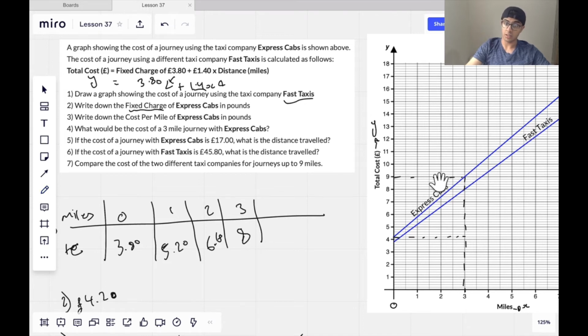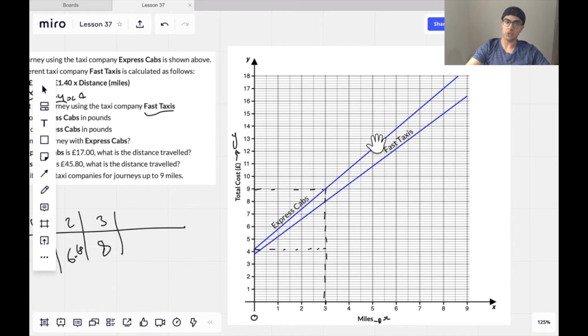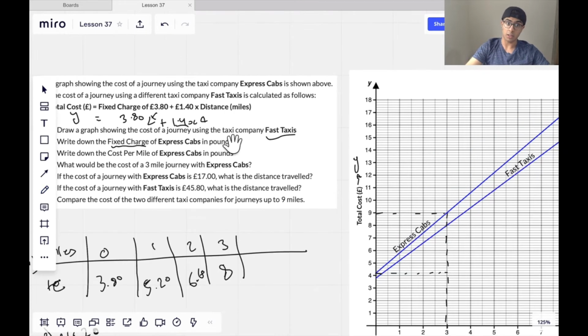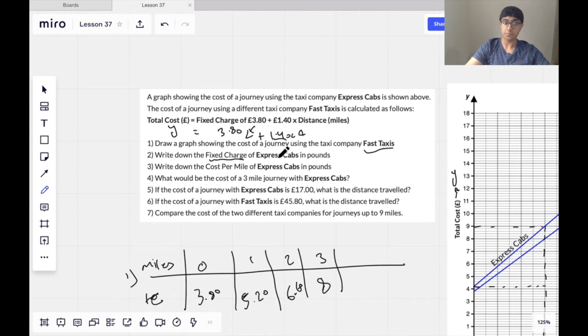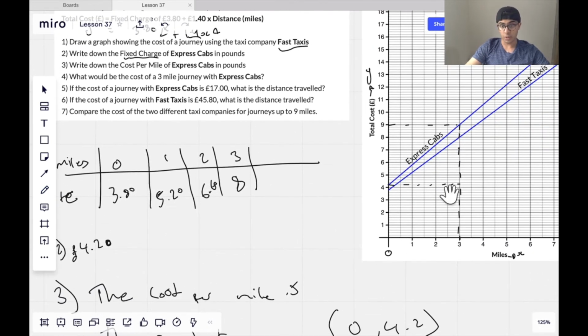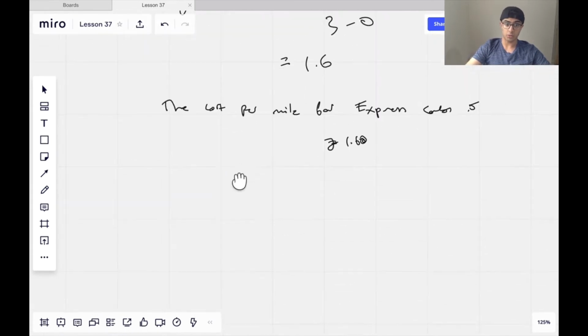total cost is. Because remember what this line is actually showing in the real world context. It's showing the relationship between the miles that you do and the total cost, as we can tell from this equation here, right? So 3 is £9. So you just write question 4. You write the words again, and then I'll just say £9. Again, important, 2 decimal places.